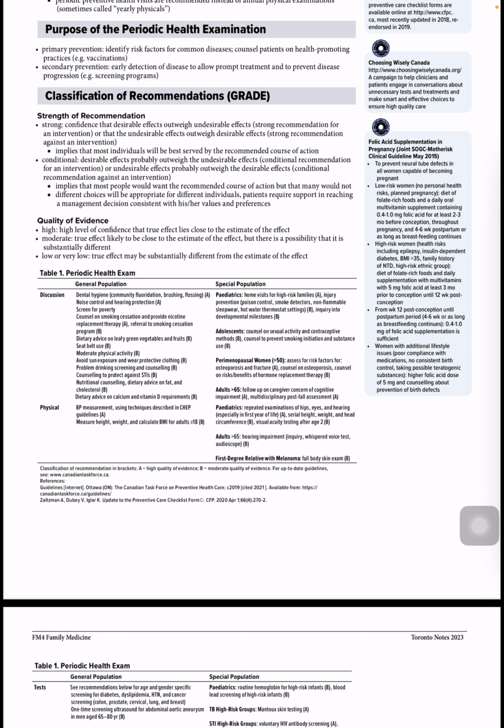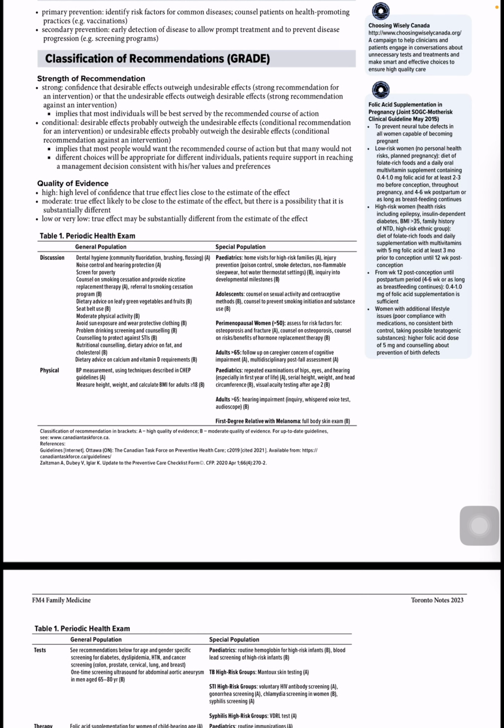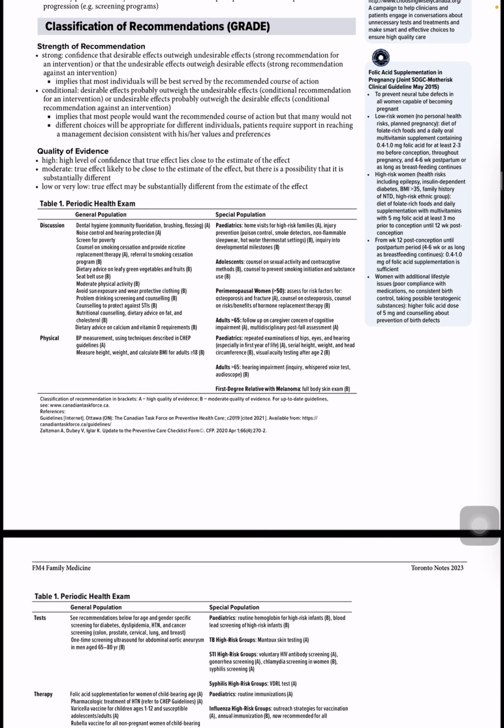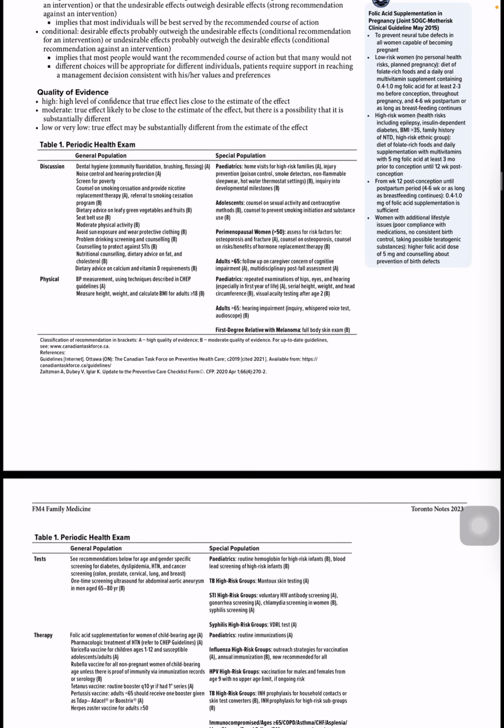They don't have any risk factors, they're taking a good diet, they're all good. You start, okay? For high risk women, they have health risks including epilepsy, insulin dependent diabetes mellitus, BMI more than 35, family history of neural tube defect, high risk ethnic group, so diet of folate rich food, and daily supplementation with multivitamins or with 5 milligrams of folic acid. Usually we're giving 0.4 to 1 milligram. For high risk, we're going to give 5 milligrams at least 3 months prior to conception until 12 weeks post conception. From 12 weeks post conception until the postpartum period, 4 to 6 weeks, as long as breastfeeding continues, you can bring her down to 1 milligram or 0.4 milligram of folic acid, which is sufficient.